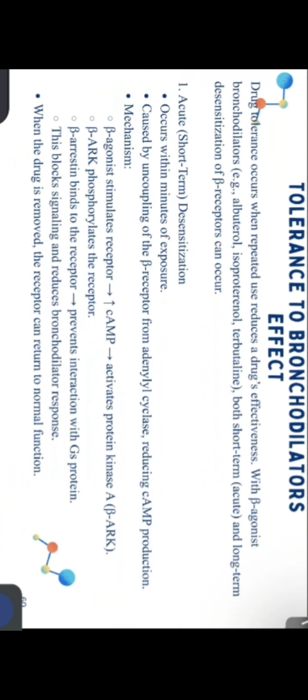Next, we have the tolerance to bronchodilators effects. Sabi dito na drug tolerance occurs when repeated use reduces a drug effectiveness. Pag lagi mong ginagamit yung gamot, parang over the time, mawawalan na siya ng effect kasi lagi mo siyang ginagamit o lagi mo siyang iniinom. Yan. With beta-agonist bronchodilators such as albuterol, isoproterenol, and terbutaline, na parehas na short-term and long-term desensitization of B receptor can occur.